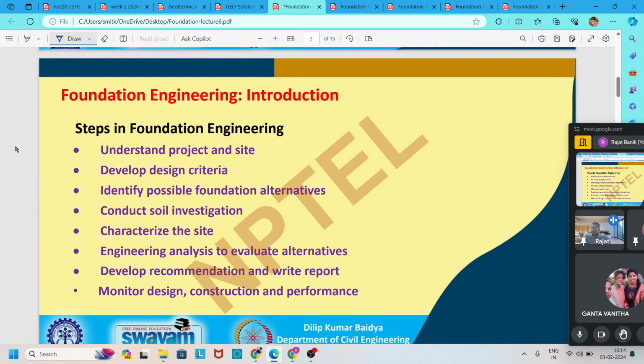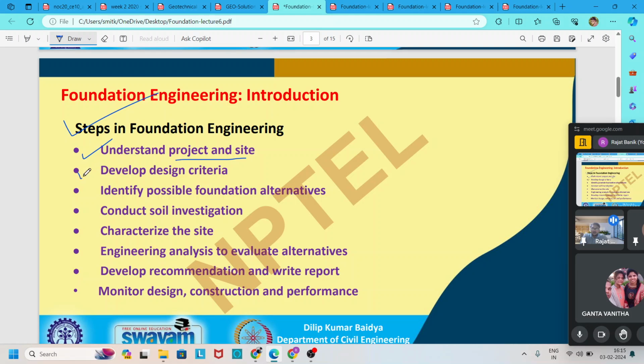Then there are some steps given for foundation engineering. What are the parameters we need to check before we design our foundation? Here some points are given: first we understand the project and also the project site, that means how big or small the project is, whether it is for residential purpose or for a school. We need to address this, and according to it we build our foundation.